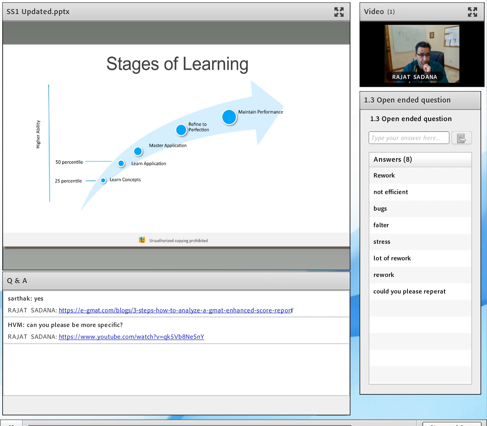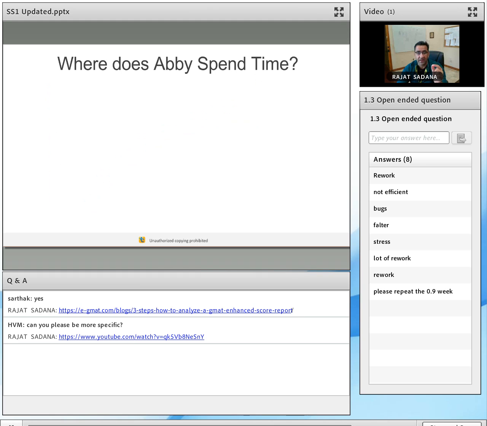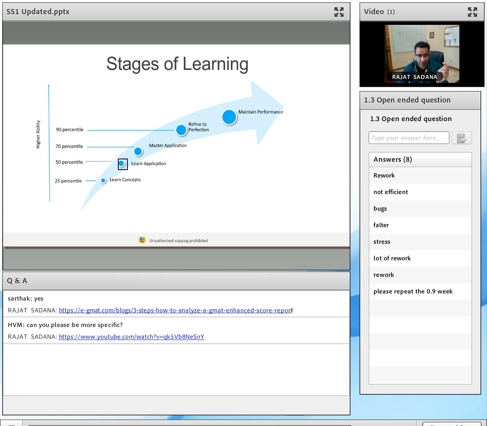When you learn concepts, before you learn applications, you reach that 25th percentile ability. Once you've learned application, you reach that 50th percentile ability. Once you master application, that's when you're at that 70th percentile ability. To go from that 70th percentile to that 90th percentile, that's what you need to refine to perfection. And from there on, once you hit that 70th to 90th percentile, you need to maintain your performance.